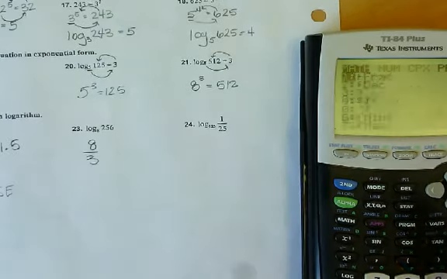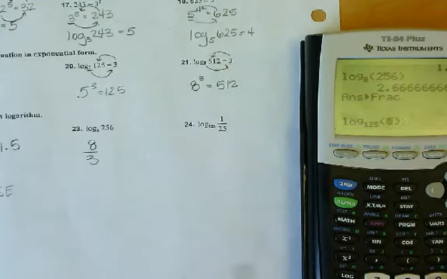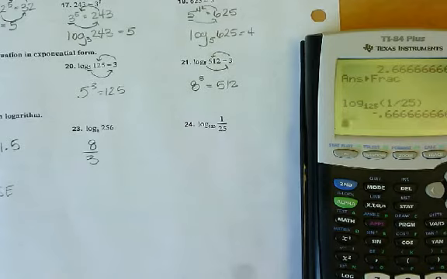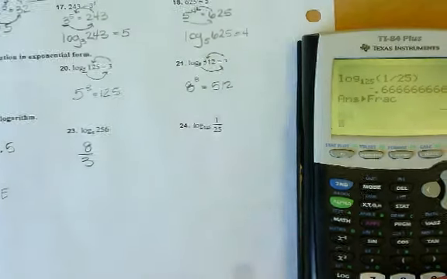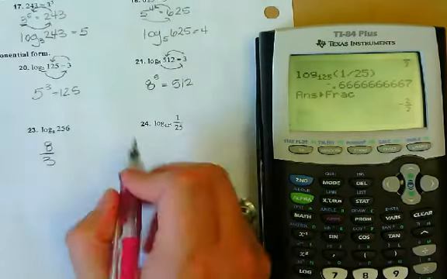Then for my last value, I have log base 125 of 1 divided by 25. So notice again, I get a fraction. I'm going to press math to a fraction. So my answer is -2/3.